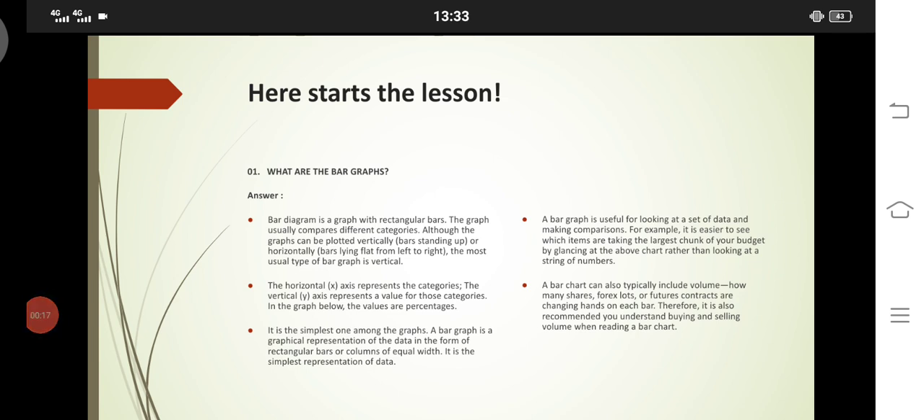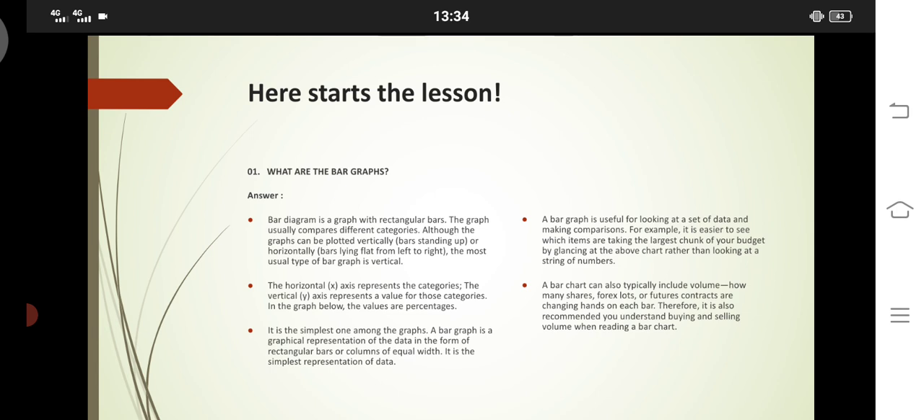Here we start the lesson. Number 1. What are bar graphs? Answer. A bar diagram is a graph with rectangular bars. The graph usually compares different categories, although the graph can be plotted vertical, bars standing up, or horizontal, bars lying flat from left to right. The most usual type of bar graph is vertical.